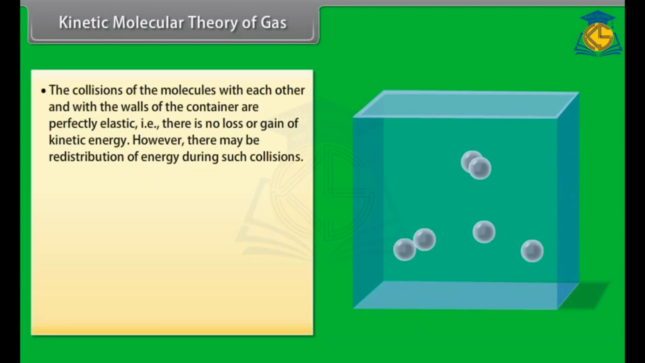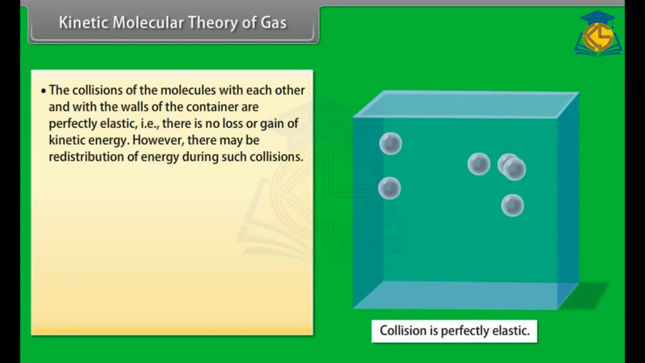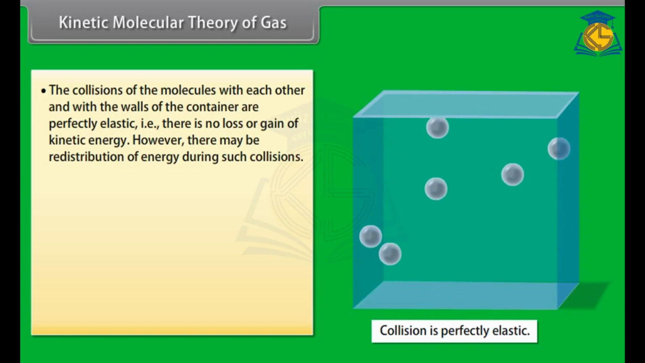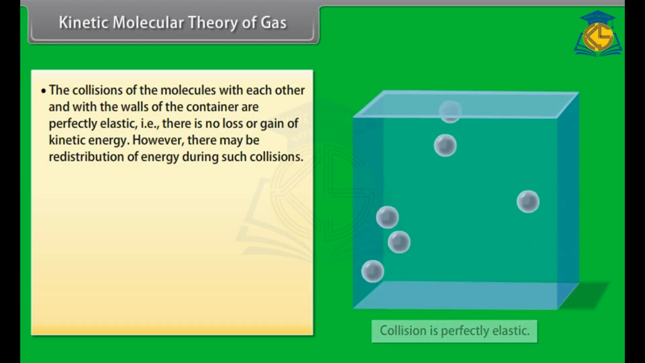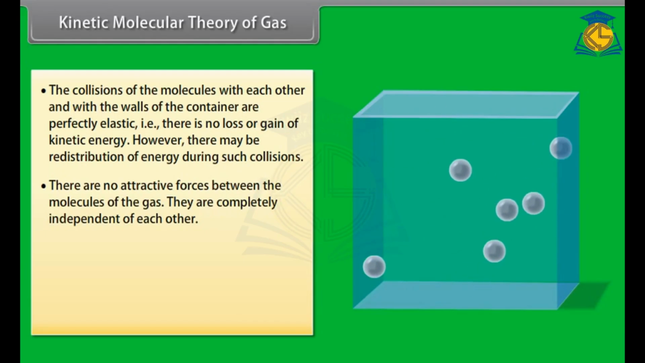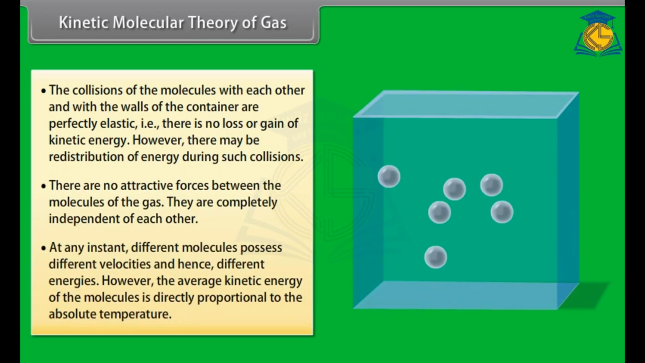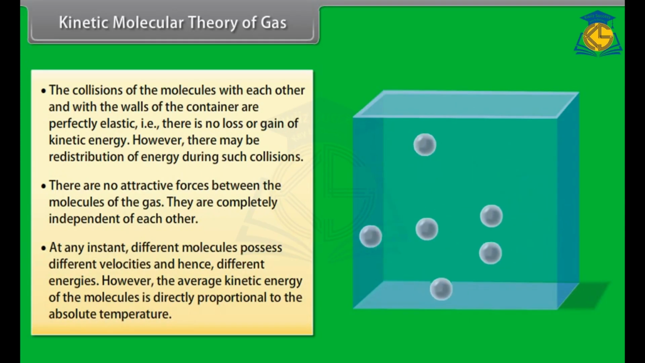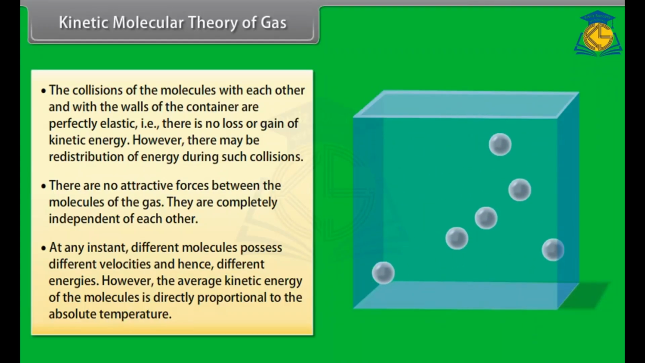The collisions of the molecules with each other and with the walls of the container are perfectly elastic. That is, there is no loss or gain of kinetic energy. However, there may be redistribution of energy during such collisions. There are no attractive forces between the molecules of the gas. They are completely independent of each other. At any instant, different molecules possess different velocities and hence different energies. However, the average kinetic energy of the molecules is directly proportional to the absolute temperature.